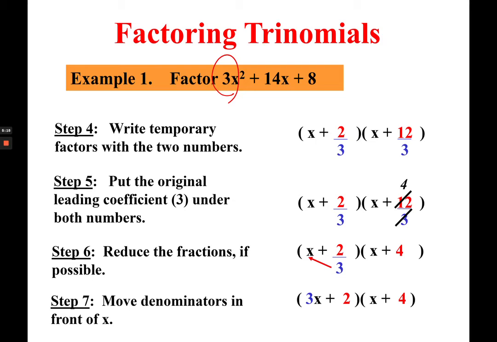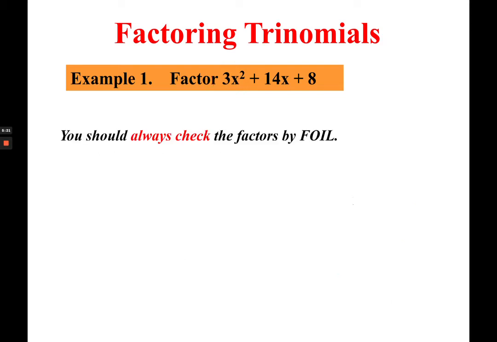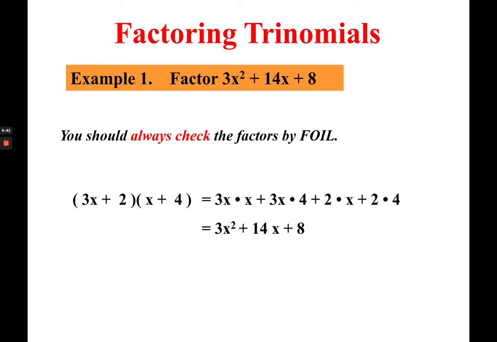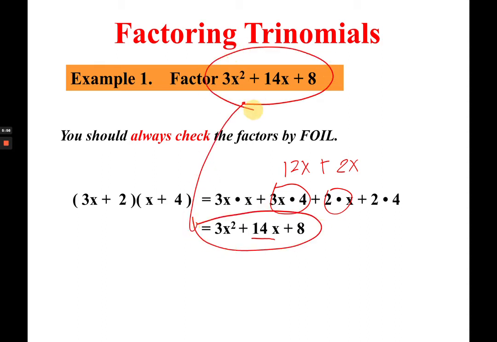How do we know we get the correct answer? Of course, we will do FOIL. You should always check to verify your factors if they are correct by using FOIL. By FOIL method, this was your factor. First is 3x times x, outer is 3x times 4, inner is 2 times x, and the last is 2 times 4. This is the result of FOIL. This is actually 12x, and you have 2x. If you add them, you get 14x. And if you noticed, we got the given.